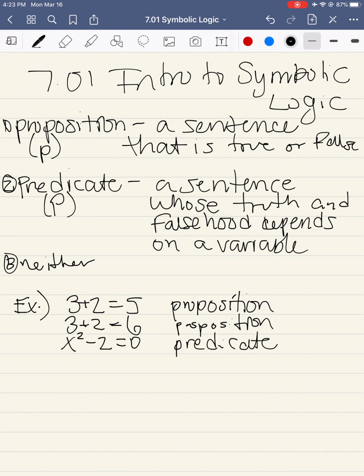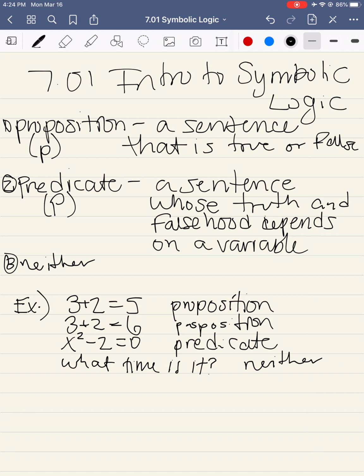An example of something that would be neither is usually just some statements that might look like questions. If I say, what time is it? Well, that's not a true or false statement. And there's really not a variable here that would make this true or false, so this is just neither. It's not going to be a proposition nor a predicate.